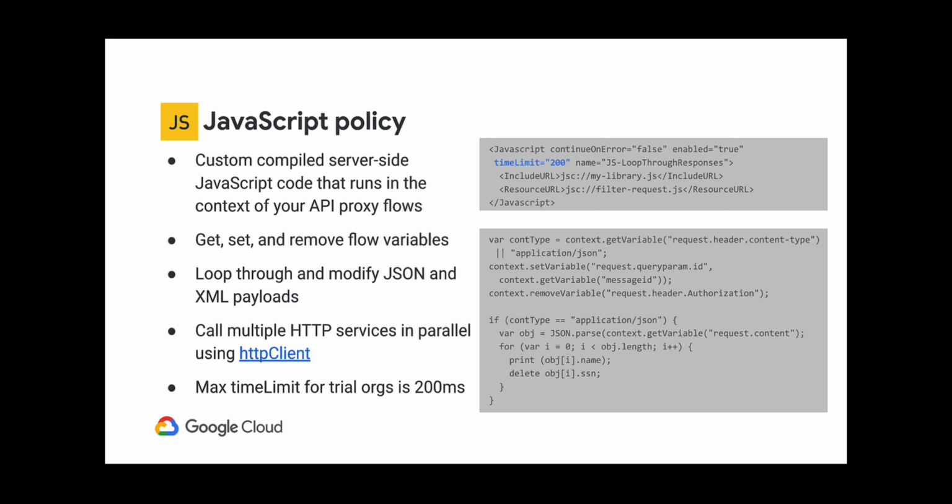The JavaScript policy allows you to also have custom compiled server-side JavaScript code within the context of your API proxies. Again, this is a super useful policy. You use it to get, set, and remove flow variables, loop through logic, potentially modify JSON or XML payloads, and even call multiple HTTP services in parallel using the HTTP client object. There is a maximum time limit for JavaScript execution, which is 200 milliseconds for trial organizations.